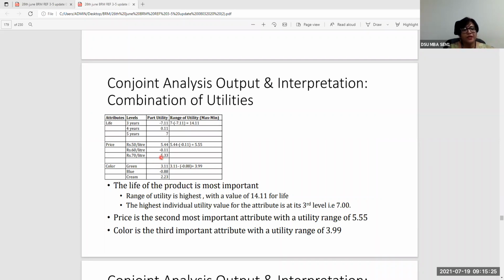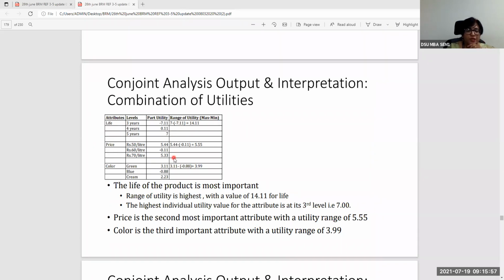So it's very difficult to make out whether the person really likes 50 rupees, 60 or 70, but 60 rupees is something that people are not preferring because they've indicated a negative part utility marking. So apparently it is 50 rupees per liter, which is obviously the price conscious kind of mindset coming out, right? And the color indication for green is given as 3.11 positive. Blue has been indicated as minus 0.88, and cream color has been given as positive 2.23, right?